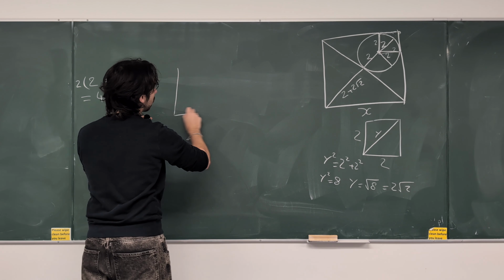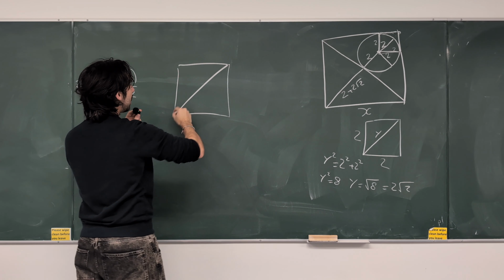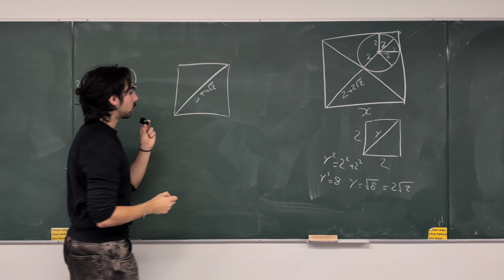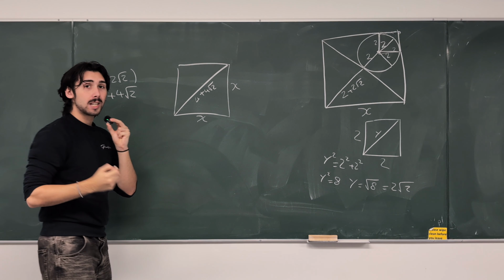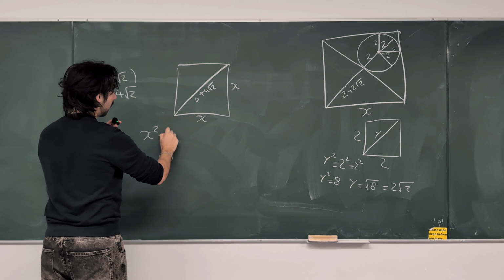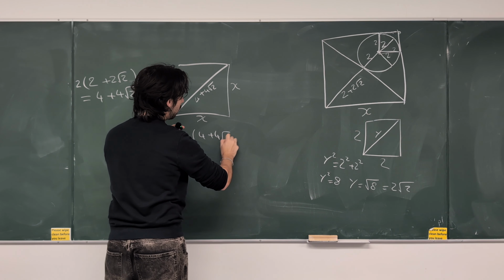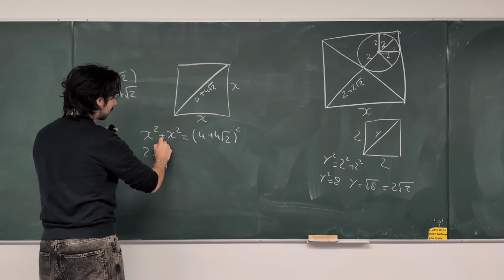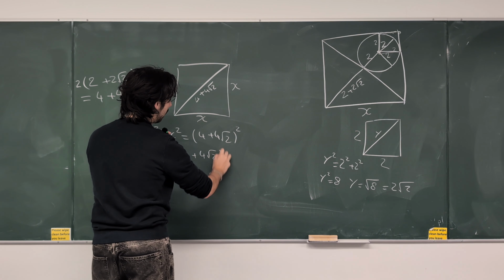If I draw my big square, what I now know is that this diagonal, across the whole square, has length 4 plus 4 root 2. And the question is, what is x? This is x, and obviously this is x as well. So now we can use Pythagoras again. We've got x squared plus x squared is (4 plus 4 root 2) squared. That's the same thing as saying that 2x squared is (4 plus 4 root 2) squared.